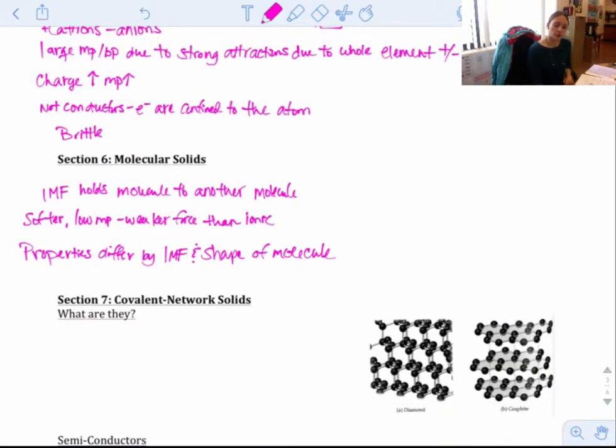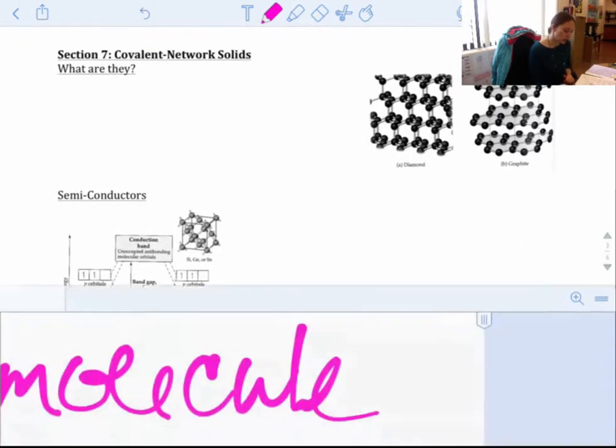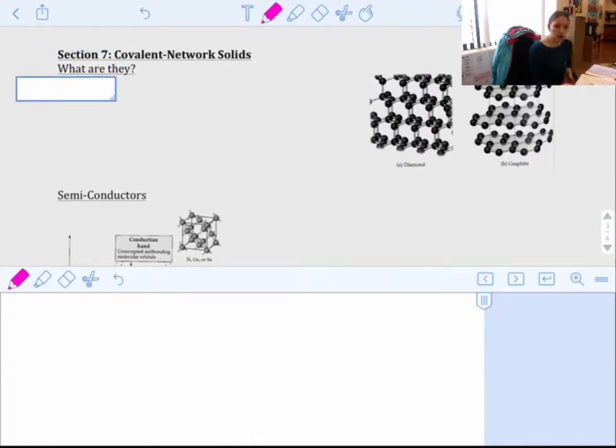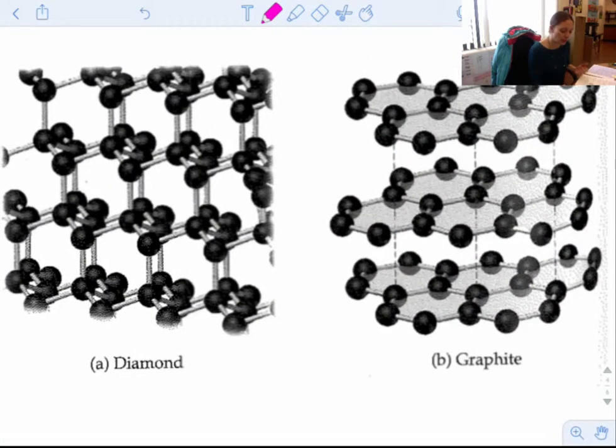The last little one we're going to look at is the covalent network solid and what they are. This one's going to take us a little bit because we're also going to talk about semiconductors. Covalent network solids, you're dealing with large networks of covalent bonds. They have a higher melting point, they have larger intermolecular forces because they are these big networks of tons and tons of covalent bonds. We're dealing with diamond and graphite.